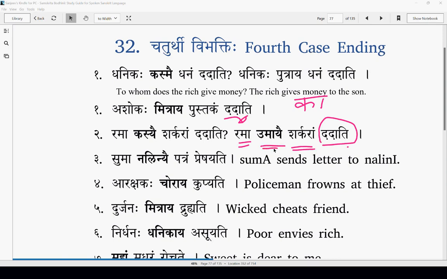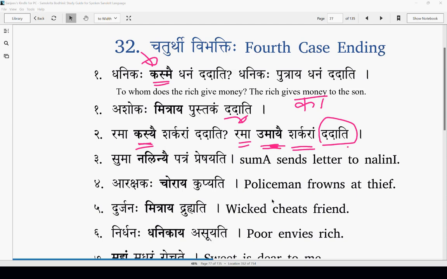And then now to whom we want to ask, to whom? So to whom, that question word also can be in different linga. But here, if you want to put a question word in pullinga, you can use kasmai, or Napunsakalinga also is kasmai. But if you want to put that question word in Strilinga, you can use kasyai. Kasyai dadati. Kasyai umayai dadati. So these are the Chaturthi Bhakti forms of different words.